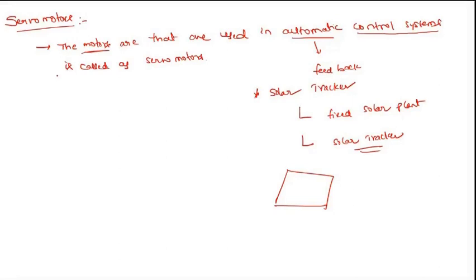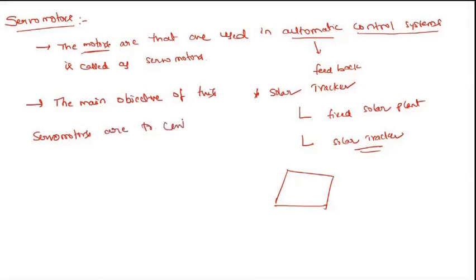The next point is the main objective of this servo motor. The main objective of servo motors is to control the position of the object. Then the system is called a servo mechanism.